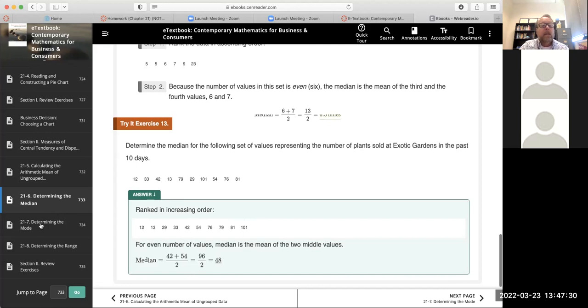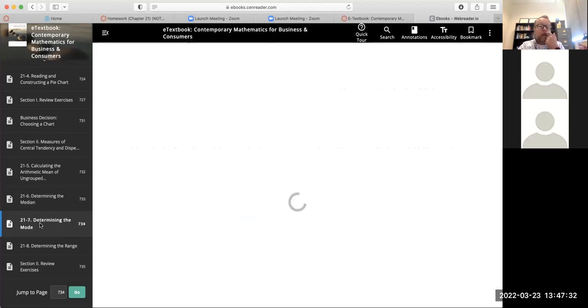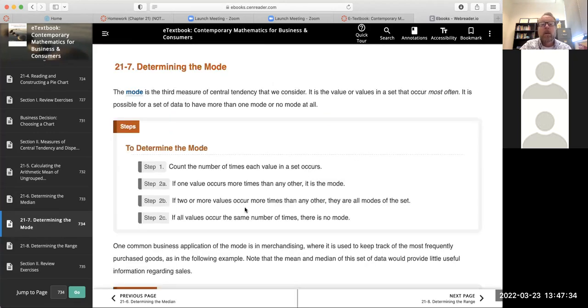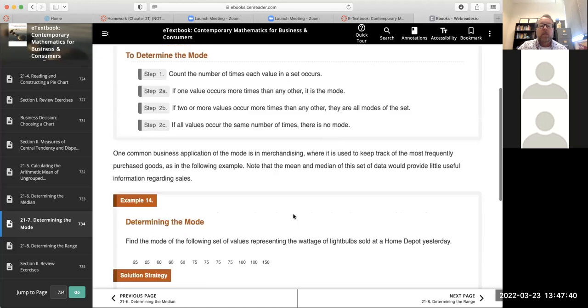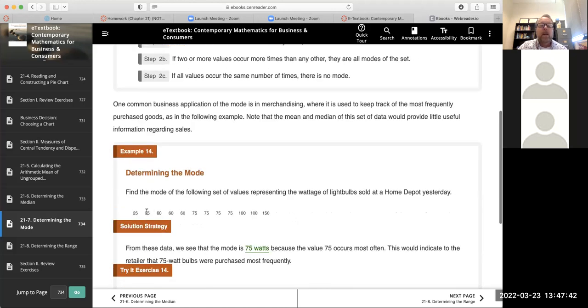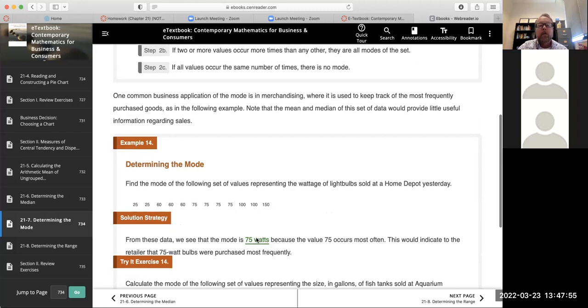So anyway, the next one is determining the mode. And all the mode is, is which number appears most often. That's really all it comes down to. So for instance, in this set of numbers, 25, 25, 60, 60, 60, 75, 75, 75, 75, 100, 100, and 150. Because 75 appears most often, that is your mode. So 75 is the answer to that one.